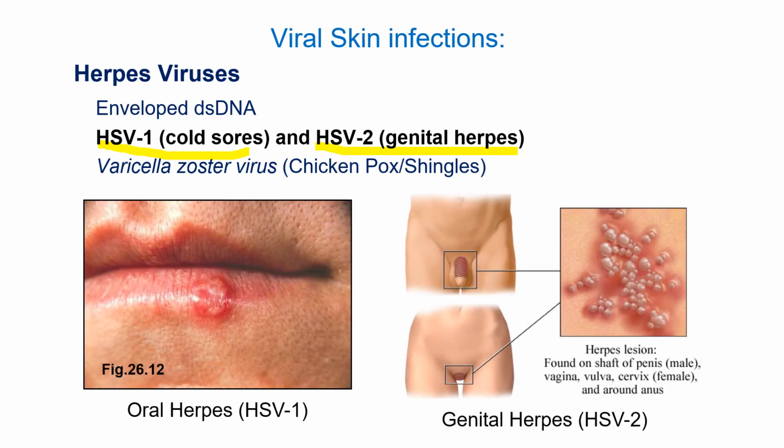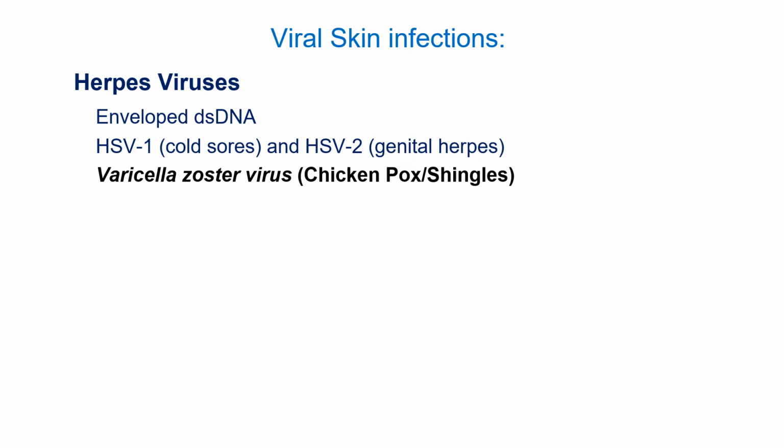Here are some pictures for you. Oral herpes also is known as cold sores. Genital herpes is often known just as herpes. So it can be spread by human contact. In the case of genital herpes, often sexual contact. So the other herpes virus I have on this list is the varicella zoster virus. So this is the virus that is responsible for chickenpox and of course also shingles.